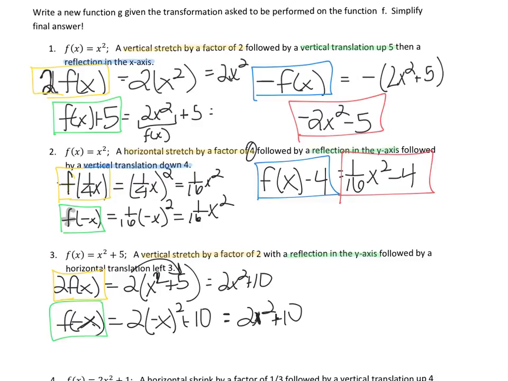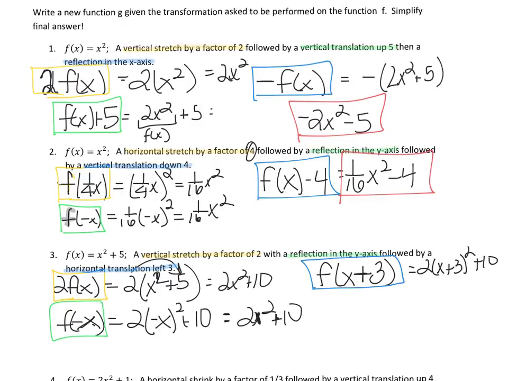And then the last step is a horizontal, let me highlight that, sorry. Horizontal translation left 3. Our function notation is f of x plus 3. Left is plus, because it's opposite. That means I'm replacing the x with x plus 3. So it becomes 2 times x plus 3 squared. The x became parentheses x plus 3, plus 10.